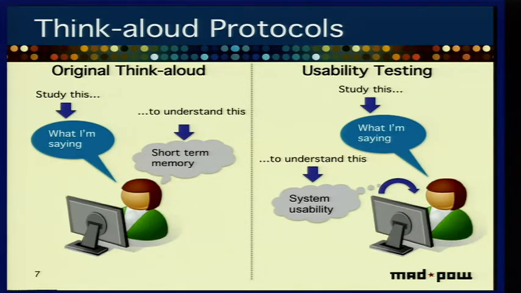But what we're after when we're doing usability testing is understanding that system usability, which is really an interaction between the system or the product we're testing and the participant. It's something that's going on between those two, and it's not directly tied to short-term memory. So the construct of not being able to ask additional questions and probe just doesn't seem to fit this particular model.